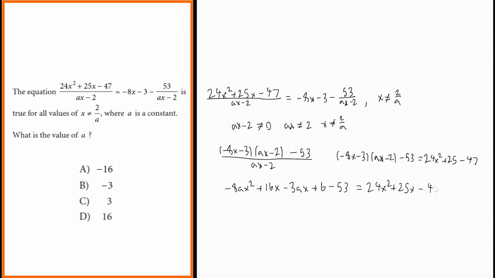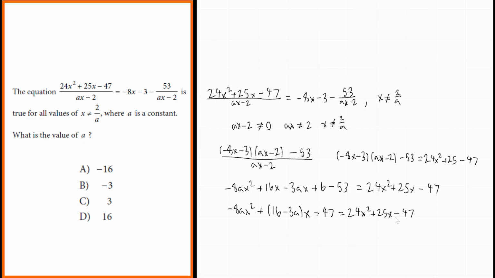25x minus 47. So the first thing we need to do is combine like terms. We have two x terms here, and we have two constant terms. If we combine those, we get negative 8ax squared plus, and I'll put this in parentheses, 16 minus 3a, and this is what happens when we combine these x values, plus minus 47, because 6 minus 53 is negative 47, equals 24x squared plus 25x minus 47.